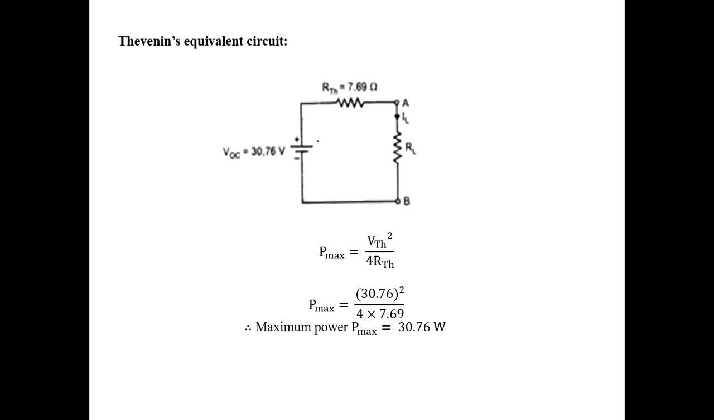Next we have to draw the equivalent circuit. We know that Thevenin voltage is in series with R Thevenin and then the R load resistance. Here R Thevenin is equal to R load resistance, both the values are equal. Just substitute the value here in this equation. We know that P max, the maximum power equation, is P max equals V Thevenin square divided by 4 into R Thevenin. Just substitute the value in this equation. We got the answer 30.76 watts.